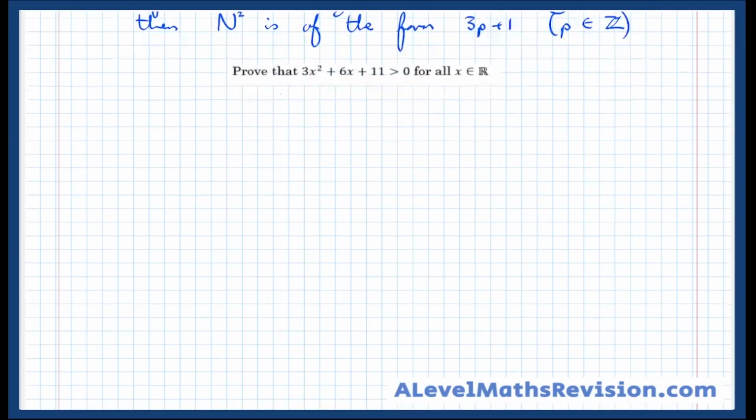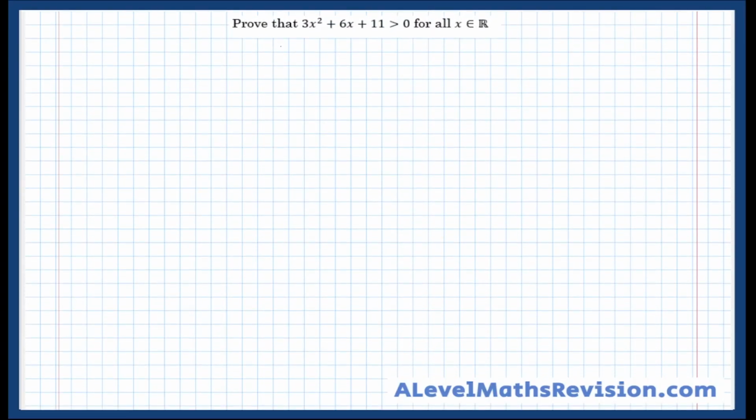And here's a final example. Prove that 3x squared plus 6x plus 11 is bigger than 0 for all real x. So in this one, we're going to have to think outside the box a bit. What can we do to prove that a quadratic is bigger than a certain value? Think of all the techniques that you've learned at GCSE.